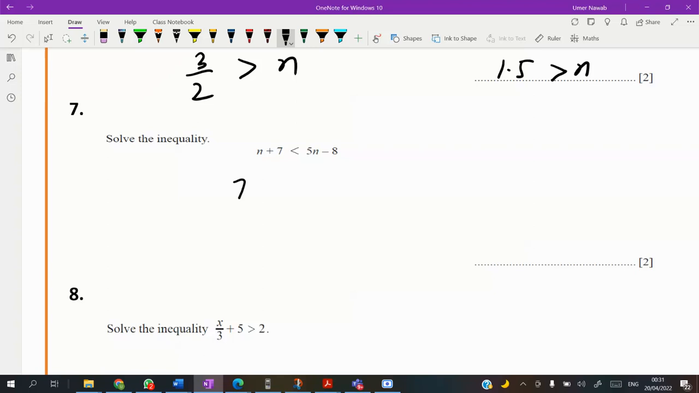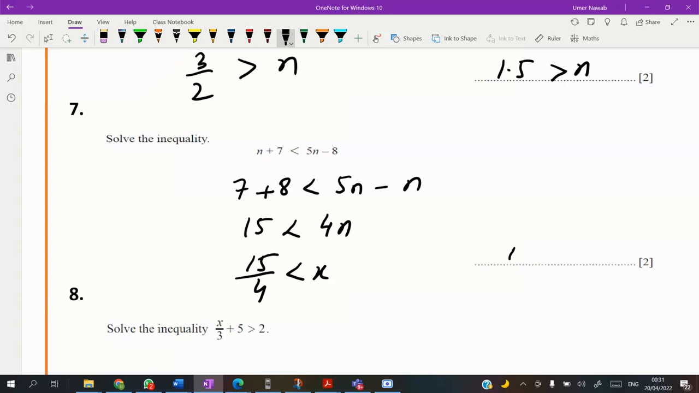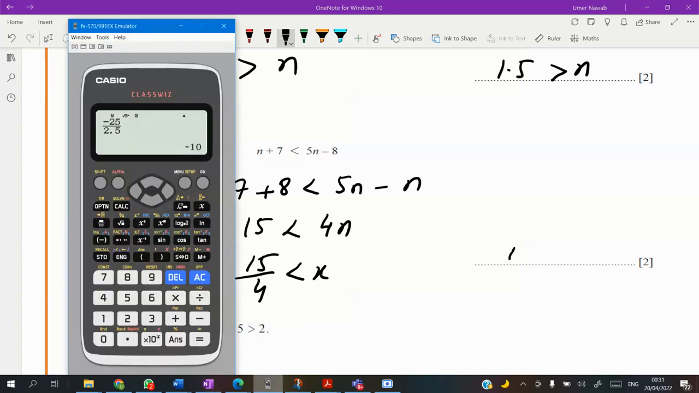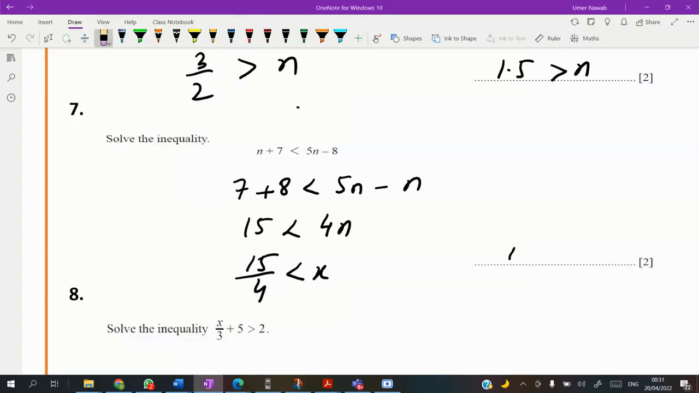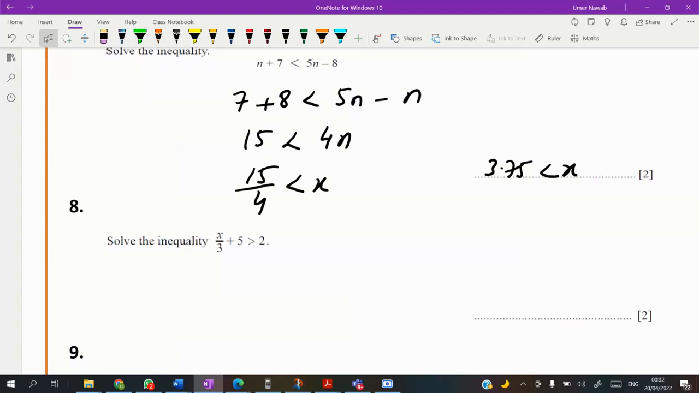Next, 7 plus 8 is less than 5n minus n. 7 plus 8 is 15. Don't change the direction of the inequality, just keep it as it is. 5n minus n is 4n. So 15 over 4, you can write it as a fraction, and if you want to write it in decimals, you are also allowed: 3.75. So 3.75 is less than x.